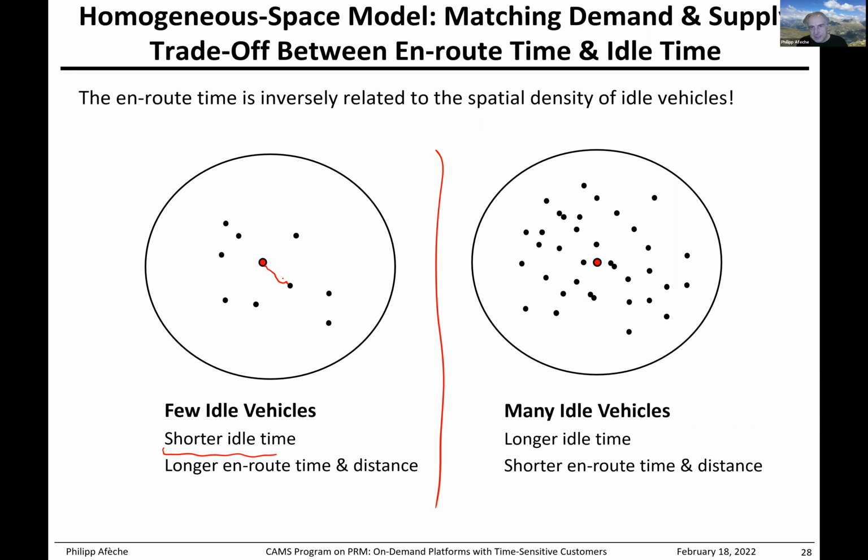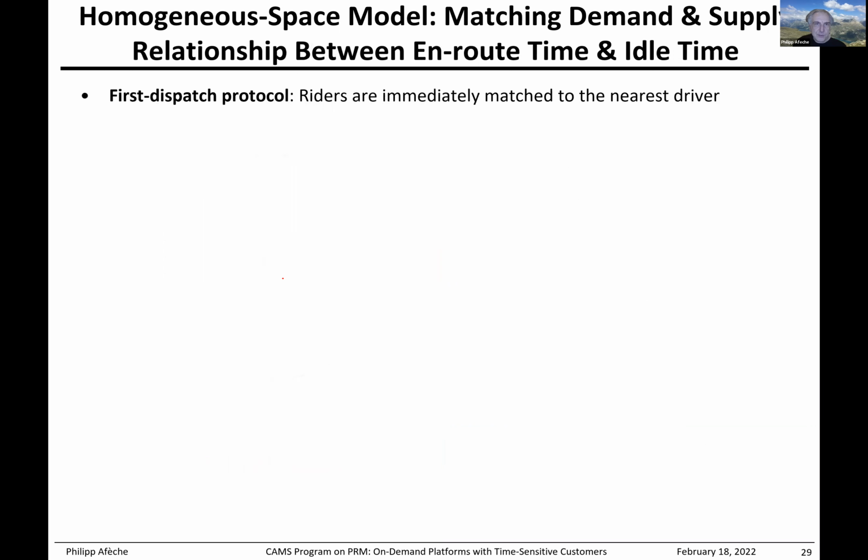And of course, on this side, it's just the opposite. You have more drivers that are competing for whatever is going to be the next request. But then once a request shows up, likely somebody is pretty close by. So from this, then we need to develop a simple relationship between the idle car density and the dispatch time.